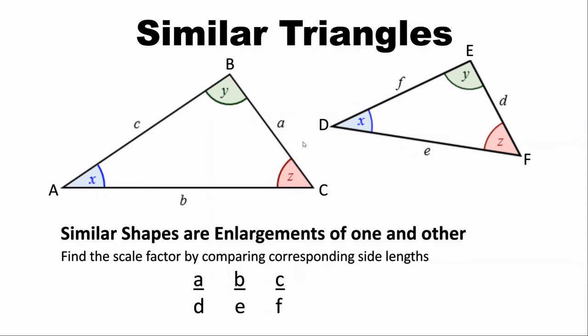The same thing goes for side lengths B and E. They're corresponding because they're between angles X and Z. And side length C and F are corresponding because they're in between angles X and Y. So as I compare all of these fractions of my corresponding side lengths, they should be equal to each other. I get a common value K. That's my constant scale factor of enlargement.